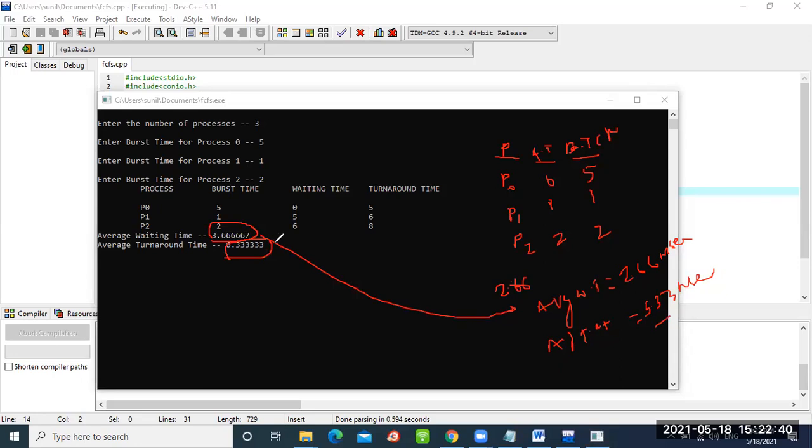Okay, so what is the problem? The arrival time is not 0 here. When we wrote the program earlier, we assumed the arrival time is 0. We did not consider the arrival time. But in this case, we have to consider the arrival time.